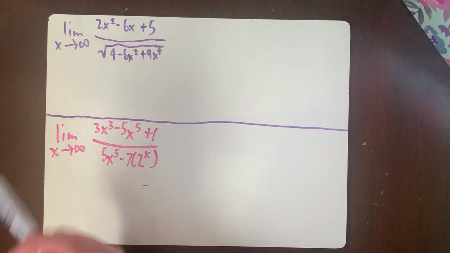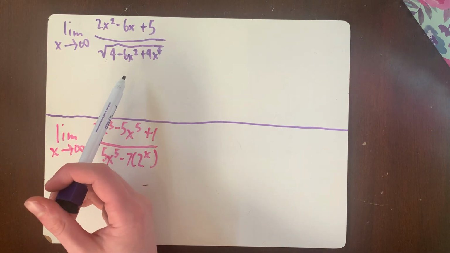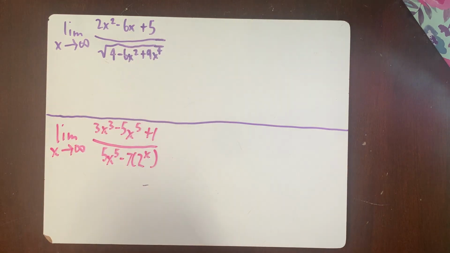And a second difference is that this one has a square root, which means that we have to reduce this one in order to get our answer. So let's start by solving our first limit.